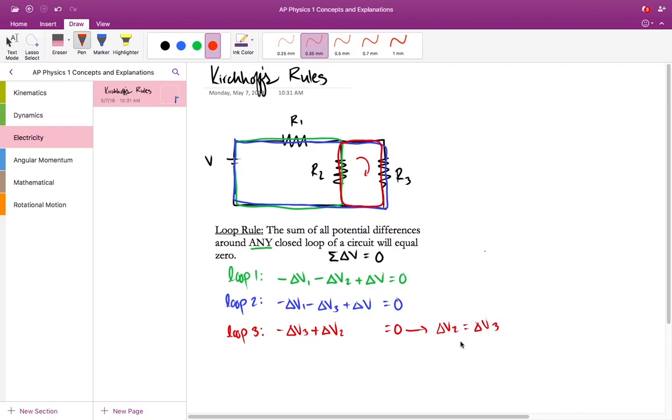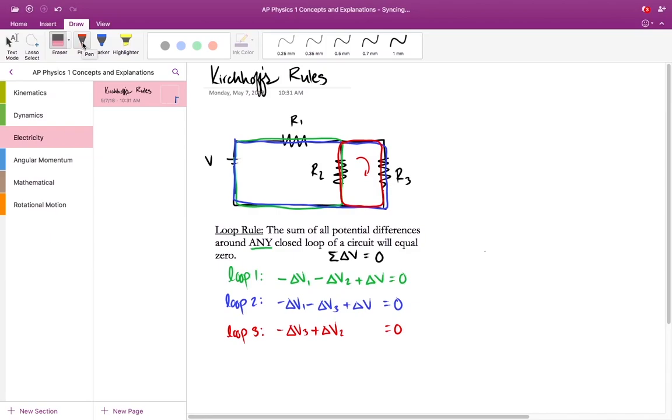And so this is where that general rule that we're so used to applying, that the voltage drops across branches of a parallel section of a circuit are equal to each other, comes from. It's from Kirchhoff's loop rule. So if you're ever on your AP exam and you need to explain why the voltage drops across branches of a parallel section are equal to each other, you cite Kirchhoff's loop rule.